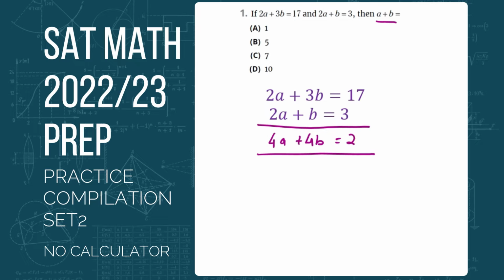17 plus 3 gives me 20. Then this becomes easy. You can see 4 is common here. We can divide by 4 on both sides and we get a plus b is equal to 5. So your right answer would be B, 5.